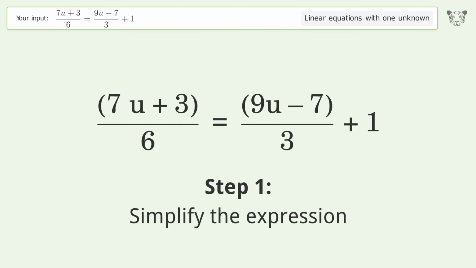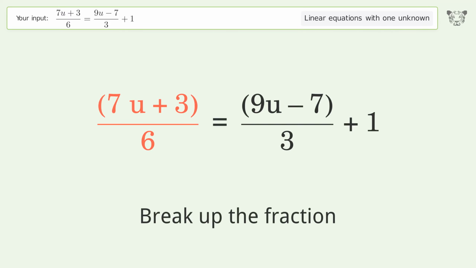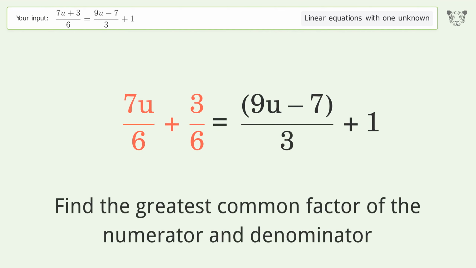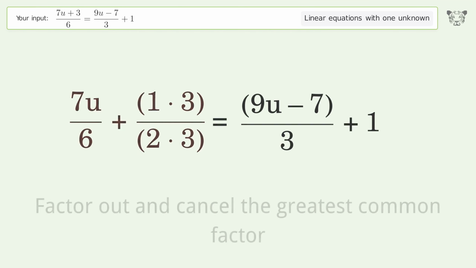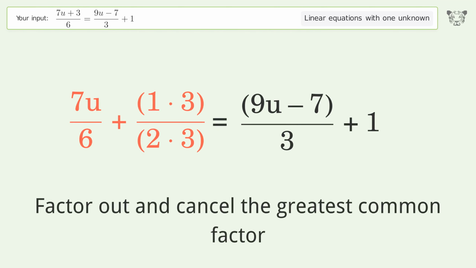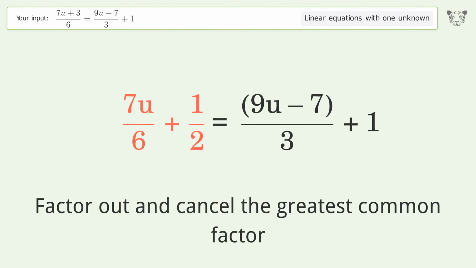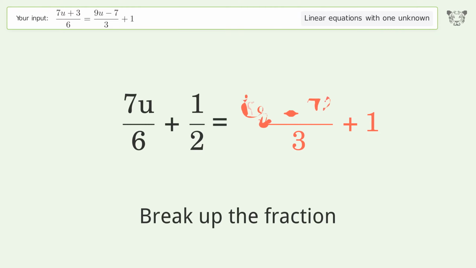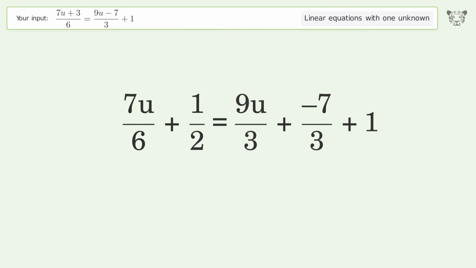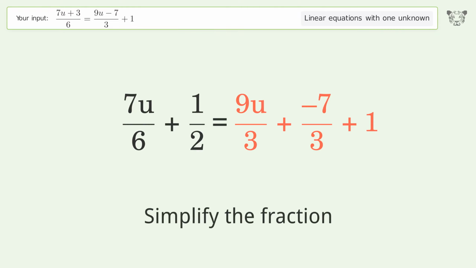Simplify the expression. Break up the fraction. Find the greatest common factor of the numerator and denominator. Factor out and cancel the greatest common factor. Break up the fraction. Simplify the fraction.